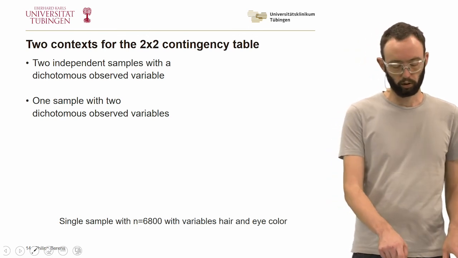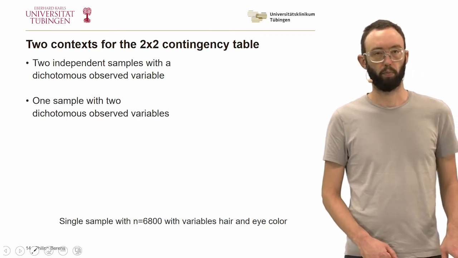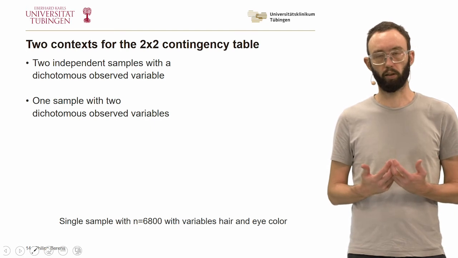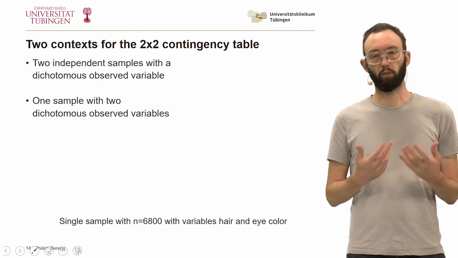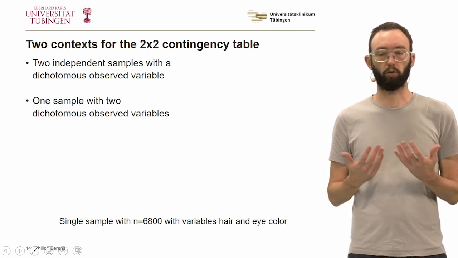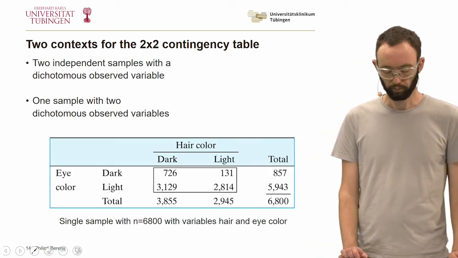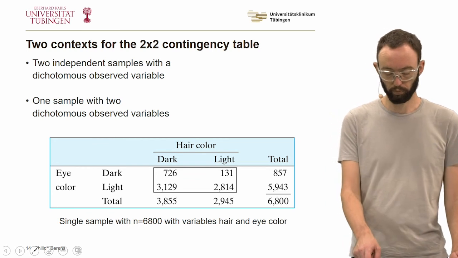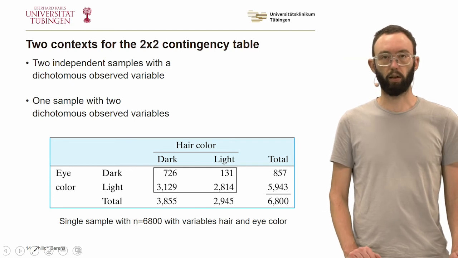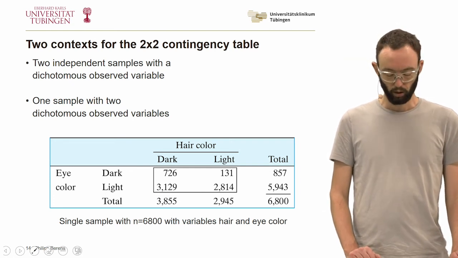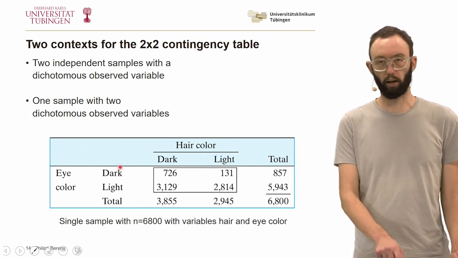But you can also have a case where you have one sample with two dichotomous observed variables. You can still use the chi-square test in that case to test for an association between the two variables. And the interpretation is more like that of a correlation coefficient. So let's say in this example here, we have two observables of men, I think, in this case: hair color and eye color. This data was recorded somewhere in Europe. And the hair color is either dark or light, and eye color is also just classified as dark or light.